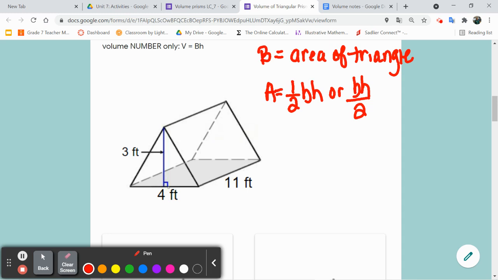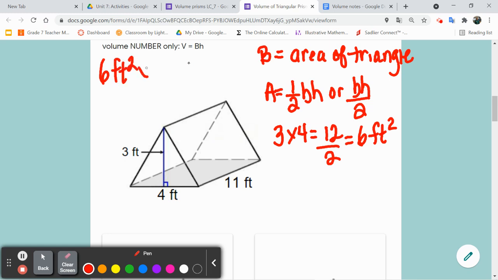Okay, I'll go ahead and do this for you. 3 times 4 gives me 12, and half of 12, or 12 divided by 2, is 6 feet squared. So there's my area. Now all I have to do is take that. That's my big B. 6 feet squared times the height of this prism. And again, it's not sitting on its faces, so I'm going to look for the side that connects the two triangles together. There it is, 11 feet.